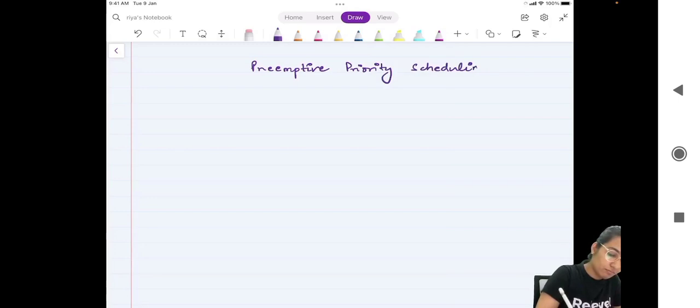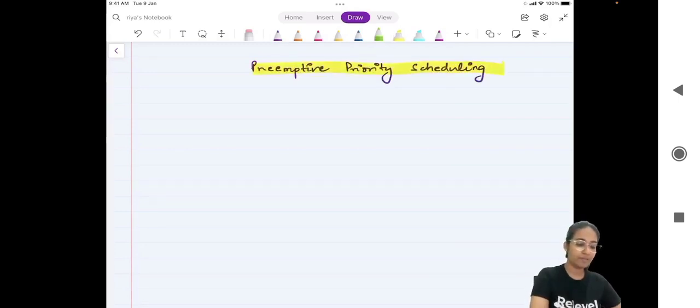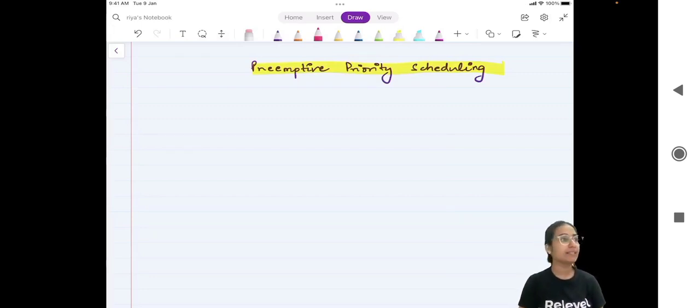Let's also take an example of preemptive priority scheduling. Okay, so what happens over here is, in preemptive priority scheduling, at the time of the arrival of the process in the ready queue, its priority is compared with the priority already present in the ready queue, as well as the priority of the process which is currently executing.